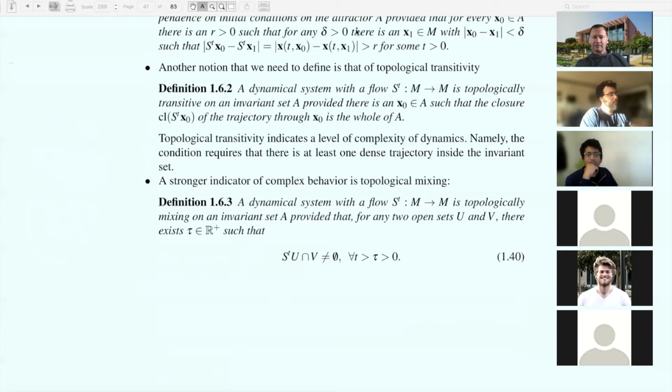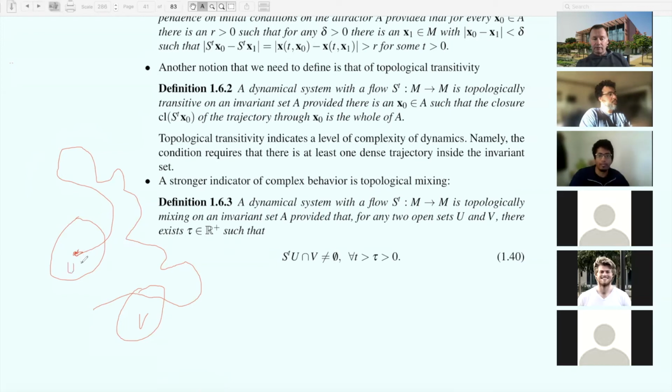That means that if you have two sets, U and V, the trajectories from here are going around. But then, as time goes on, maybe this trajectory is going to pass through V. And this is U, that would satisfy the condition on topological transitivity, because I got to transit from here to there.